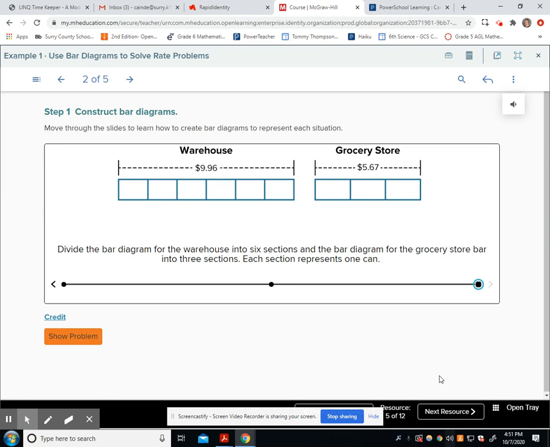Now, the next step is we would divide the bar diagram for the warehouse into 6 sections. 1, 2, 3, 4, 5, 6. The reason that we do that is because 6 cans cost $9.96. At the grocery store, we divide that into 3 sections. 1, 2, 3. The reason we do that is because 3 cans cost $5.67.